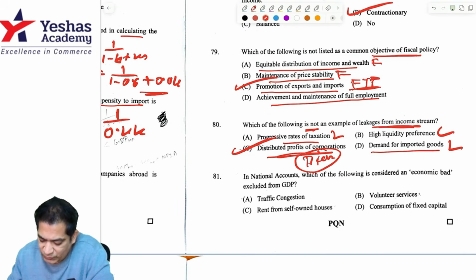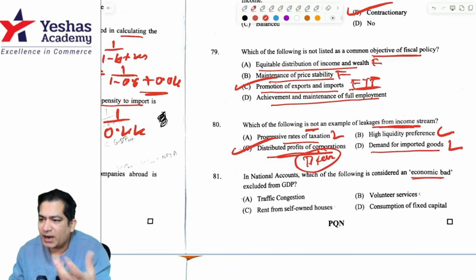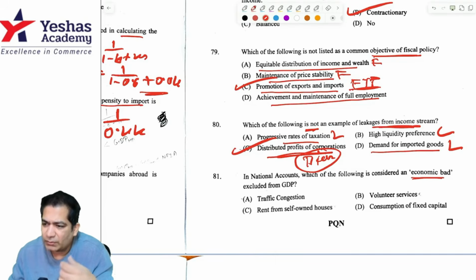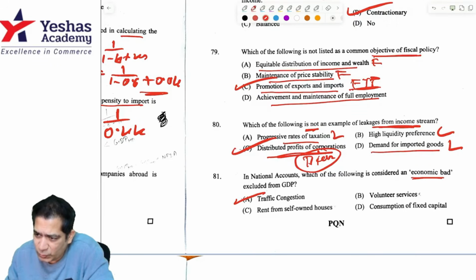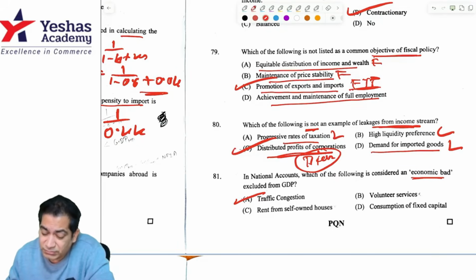In national accounts, which of the following is considered an economic bad? I've told you economic bads: congestion, law and order problem, water pollution, river pollution. Congestion means traffic congestion and everything. Now remember, volunteer services are also excluded, but these are not economic bads. These are considered important, they have a positive impact upon society.